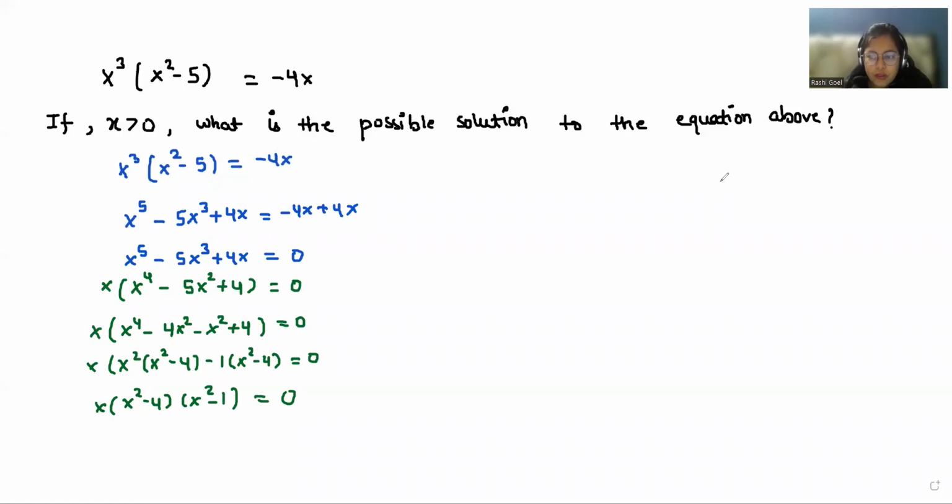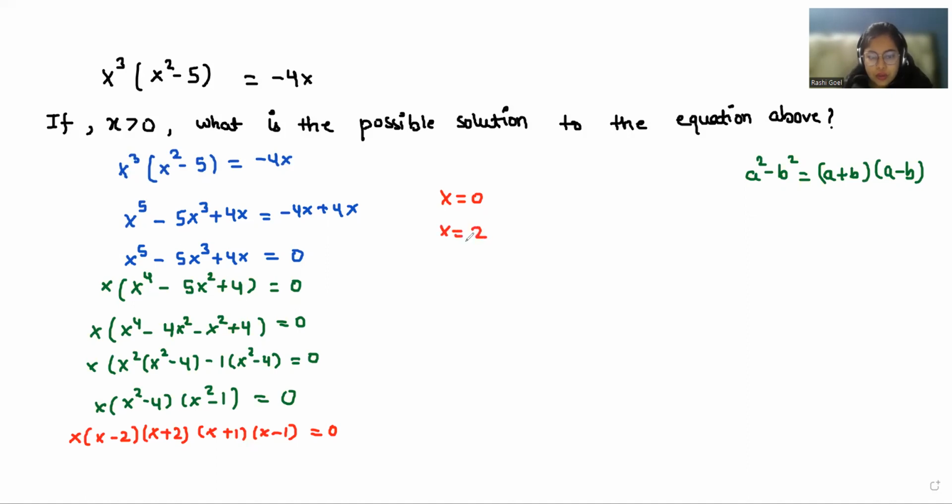Now we are going to use a very famous identity, that is a square minus b square equals a plus b times a minus b. So we can write this as x times x minus 2 or x plus 2, and this x square minus 1 as x plus 1 or x minus 1 is equal to 0. Now we have 5 roots. So x is equal to 0, x is equal to 2, x is equal to minus 2, x is equal to minus 1, x is equal to 1.